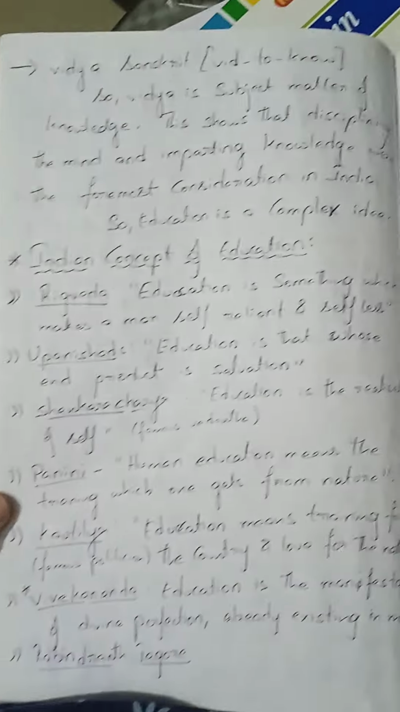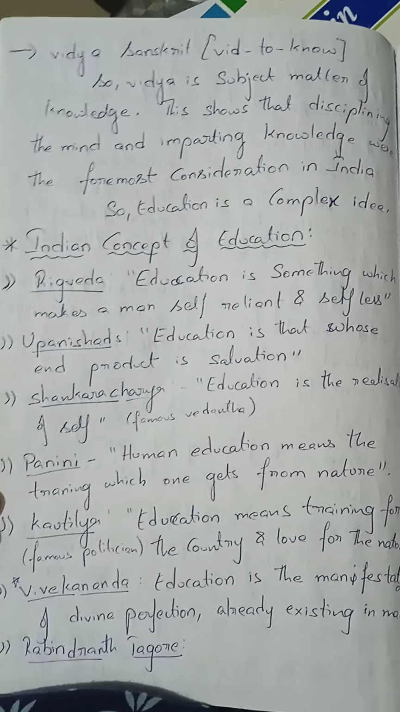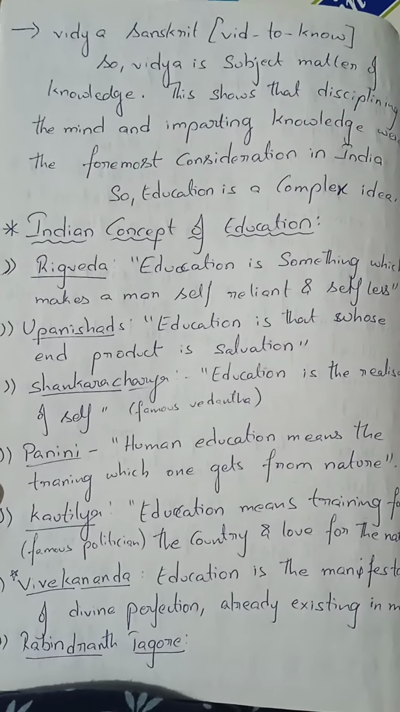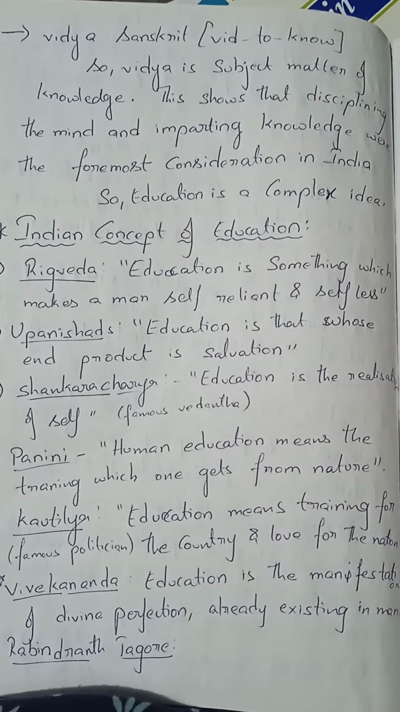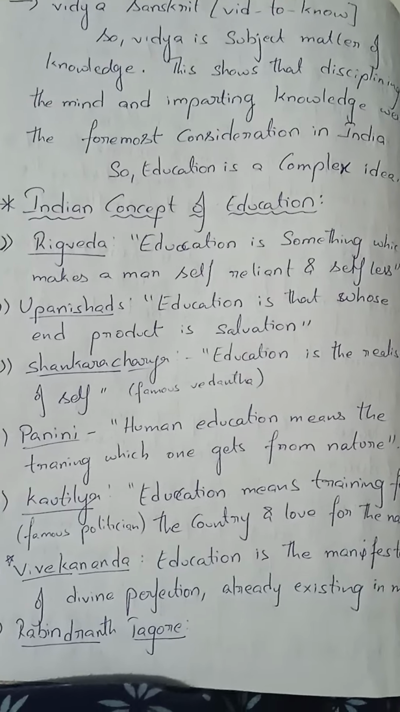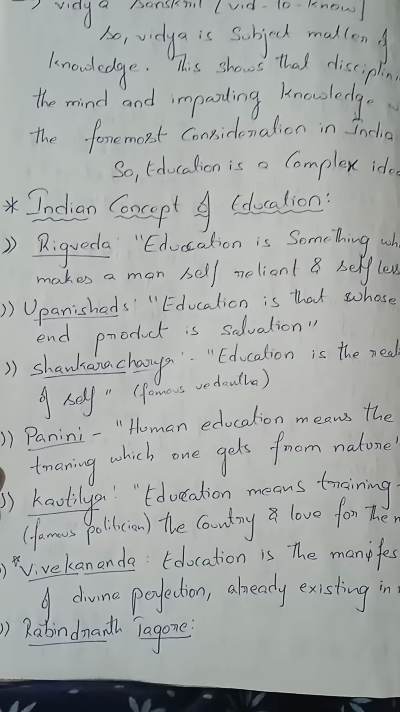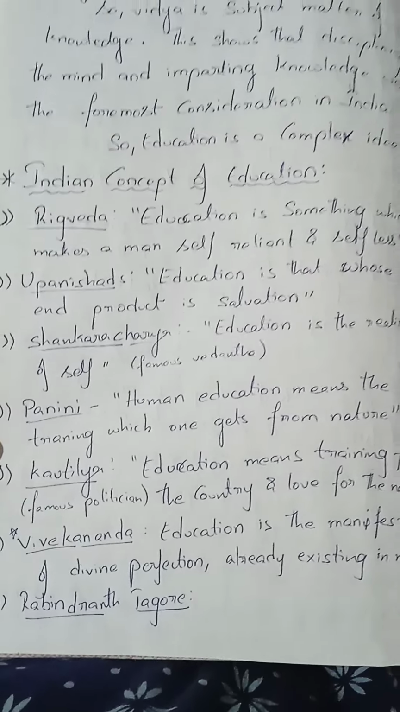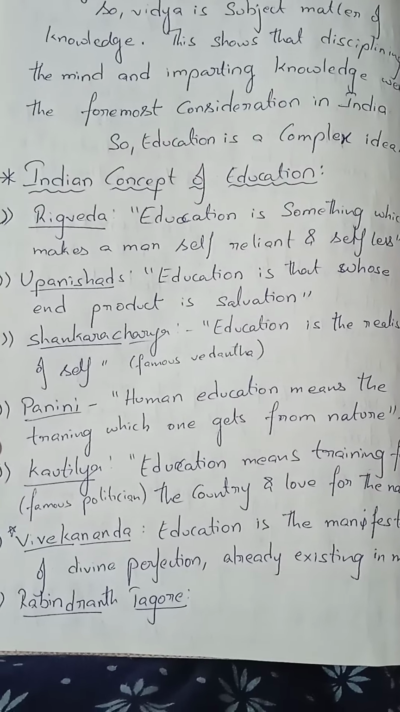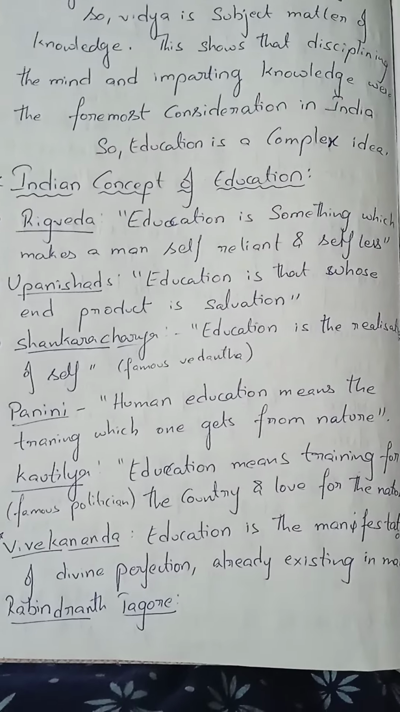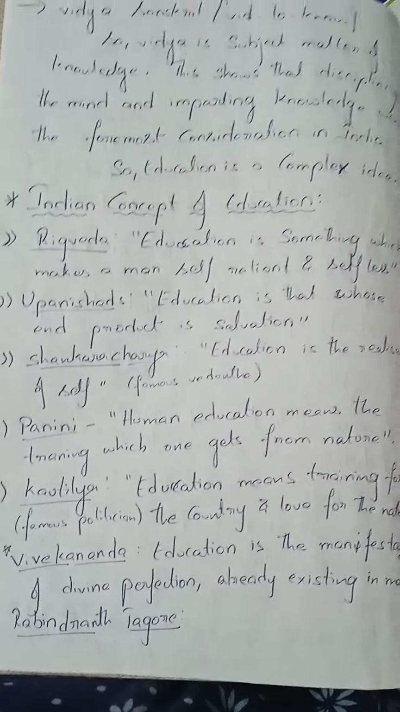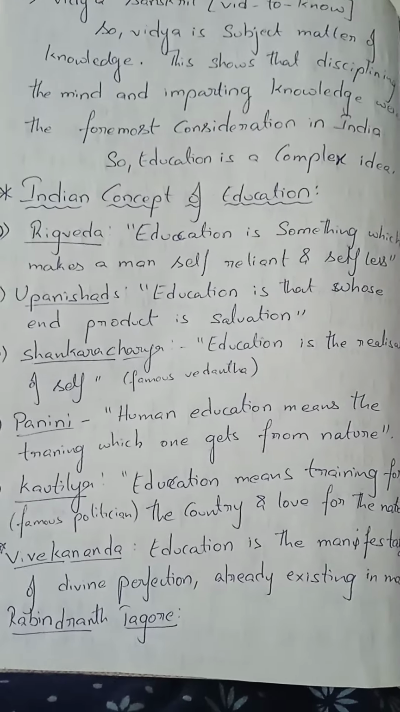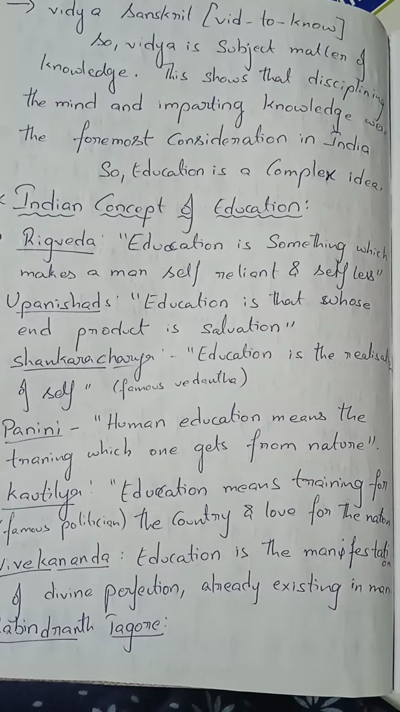In another word, education means Vidya. So, Vidya is a subject matter of knowledge. This shows that disciplining the mind and imparting knowledge were the foremost consideration in India. So, education is a complex idea. According to other concepts in India, education is divided into so many parts. Rigveda: education is something which makes a man self reliant and selfless. In the Upanishads, education is that whose end product is salvation. In Sankaracharya, education is a realization of self.